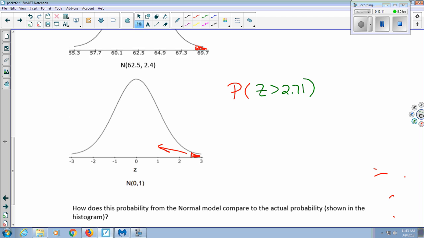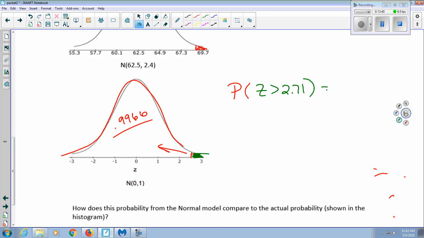We want what's greater than. So let's color this green, because now it turned green. Okay, and so the red, if we look it up on the table, we're going to find this number to be 0.9966. The area to the left of this line is 0.9966. We want to know the green area.